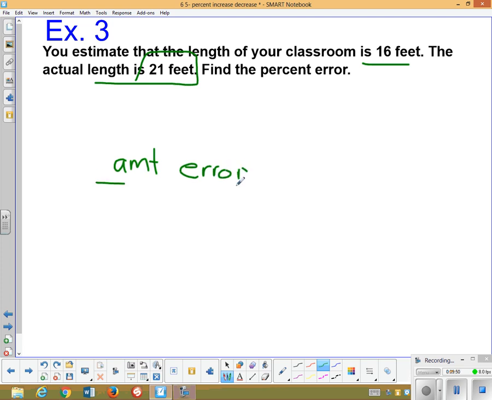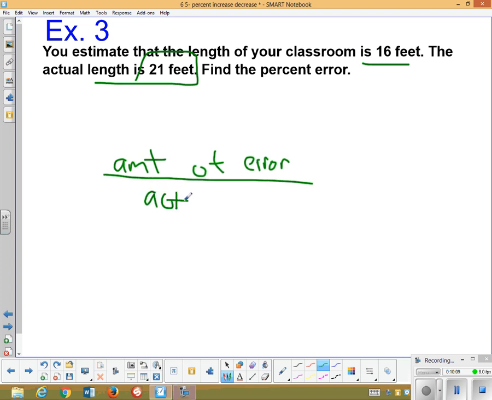divided by, and I forgot the word of, so let me go ahead and rewrite that again. The amount of error. It's kind of hard to write with a mouse, so excuse my writing. Error divided by actual amount. So we'll put actual amount. Okay, so that means, and this is for the percent error. So I'm going to put here error. Okay, so what is our percent mistake?